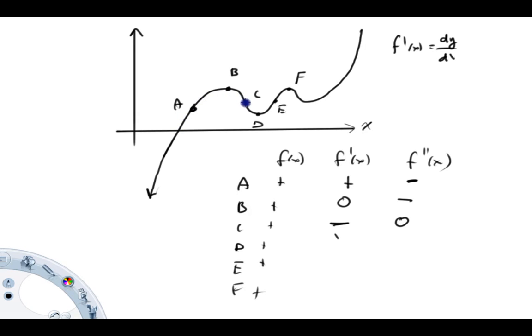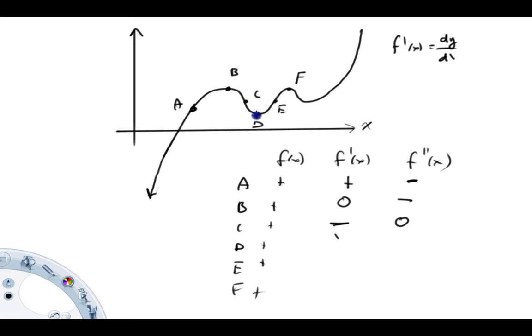On this side of C, this shape is concave down. Over here to the right of C, the function is now concave up. So the second derivative being 0 occurs where the function changes concavity. This point's called an inflection point.